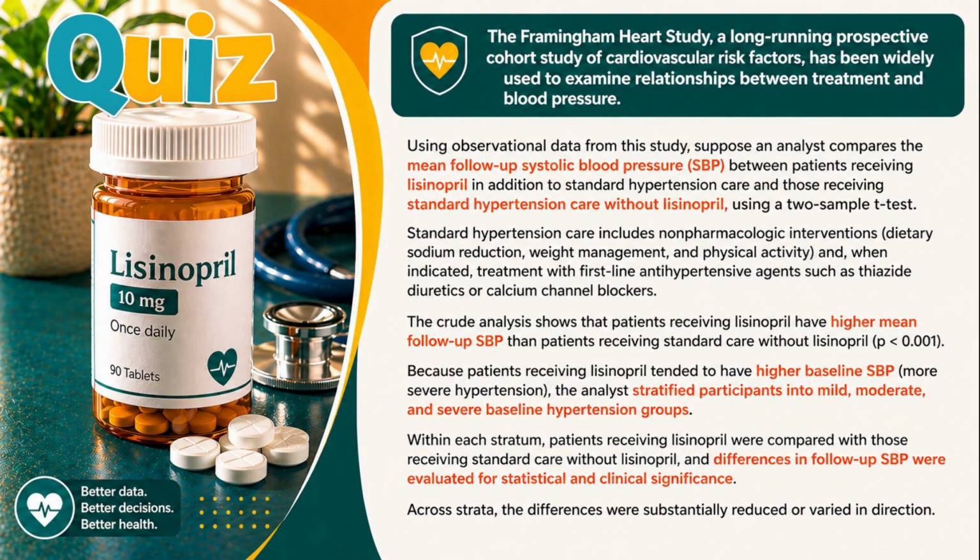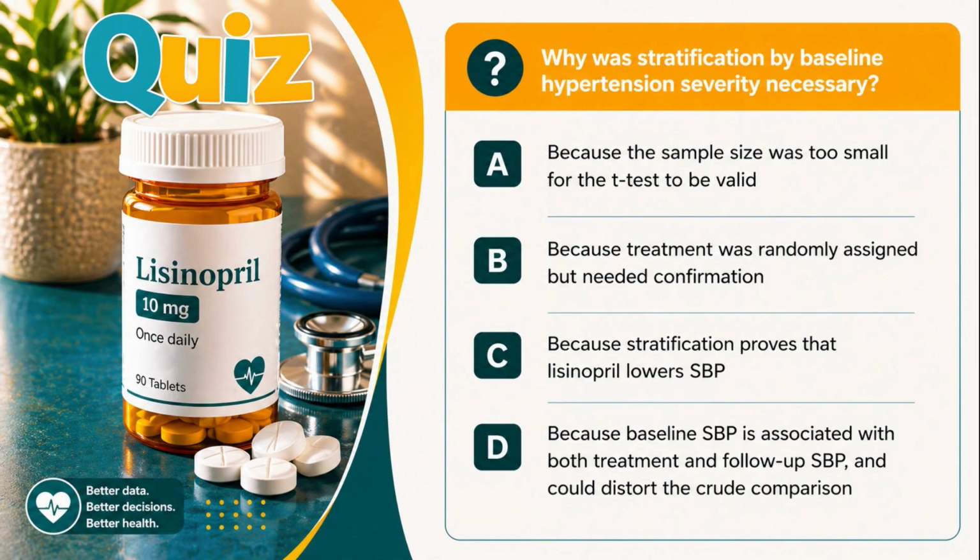An observational analysis compares mean follow-up systolic blood pressure between patients receiving lisinopril in addition to standard hypertension care, and those receiving standard care without lisinopril using a 2-sample t-test. The crude analysis suggests that patients receiving lisinopril have higher follow-up blood pressure, but those patients also started with more severe hypertension. The analyst then stratified patients into mild, moderate, and severe baseline hypertension groups and compared them within each stratum. Given this, why was a 2-sample t-test comparing the 2 treatment groups inappropriate? In other words, why was stratification necessary?